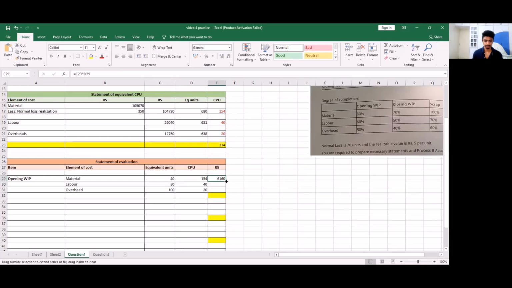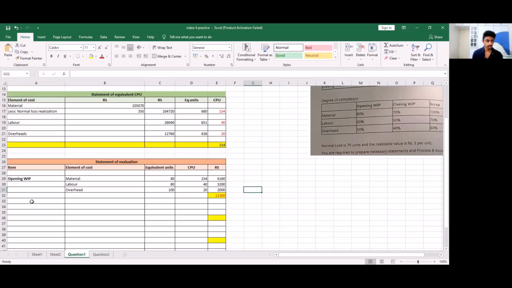We do the same for labor and overheads. And then we sum these three values to get the total. So this will be the total amount for our opening work in progress. So equal to sum, and we add these three values. 11,360 is our value for opening work in progress.